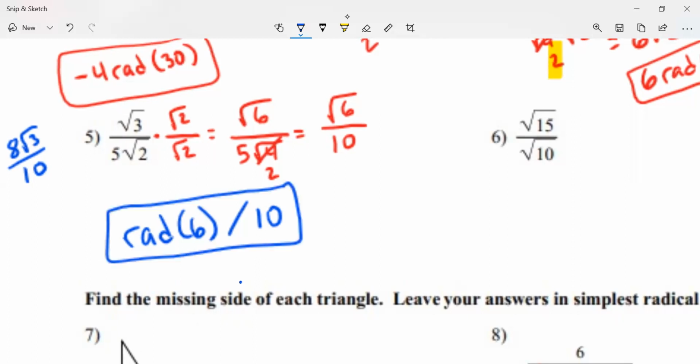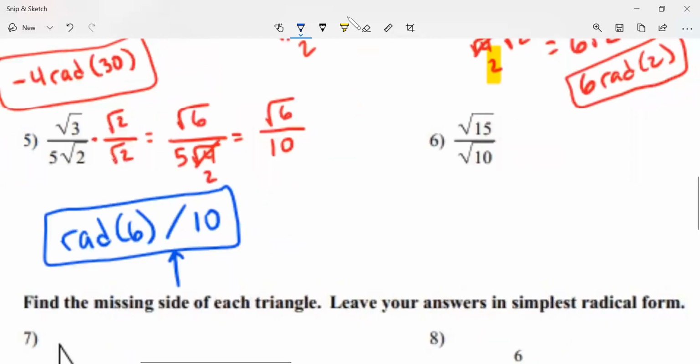Let me explain this really quick on the typing. This slash right here, I'm telling Canvas that I'm typing in a fraction. Everything before that is what's on top of the fraction. Anything that is after that is at the bottom of the fraction. Okay, so radical 6 over 10.